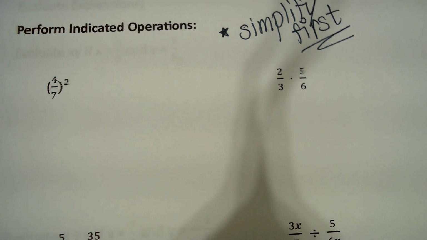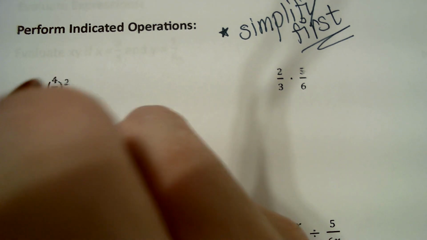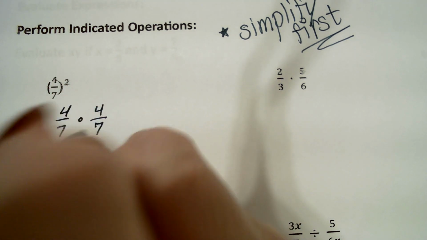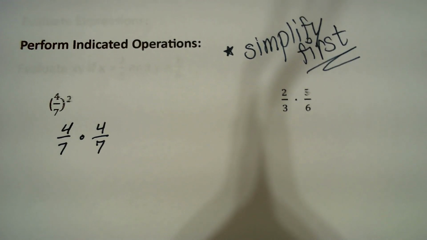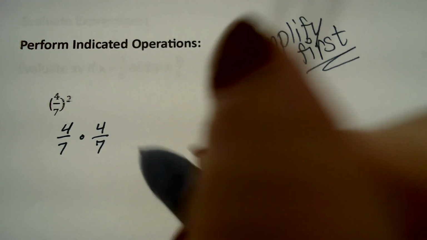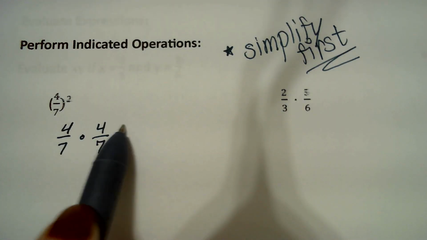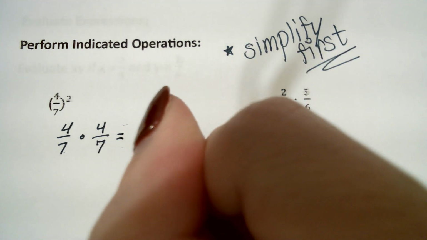Let's start with our first one, 4 over 7 squared. So that's 4 over 7 times 4 over 7. Now, the first thing we would do is see if we can simplify first. And to do that, we look at our diagonals to see if they have any common factors. 4 and 7 do not have any common factors because 7 is prime. So we can't simplify, so instead we multiply straight across. So 4 times 4 is 16. And 7 times 7 is 49.